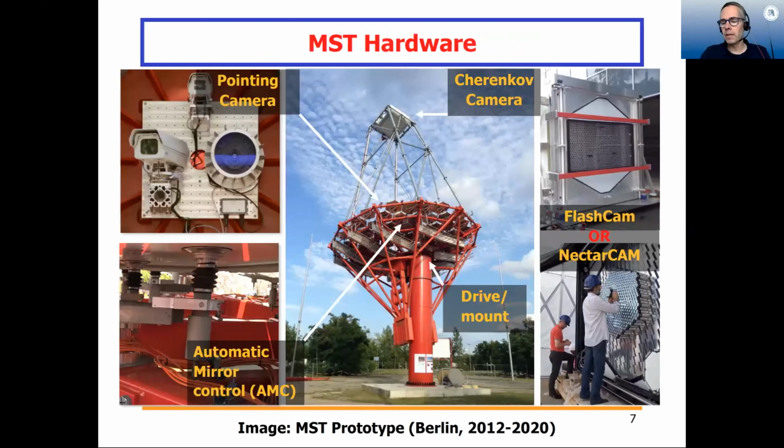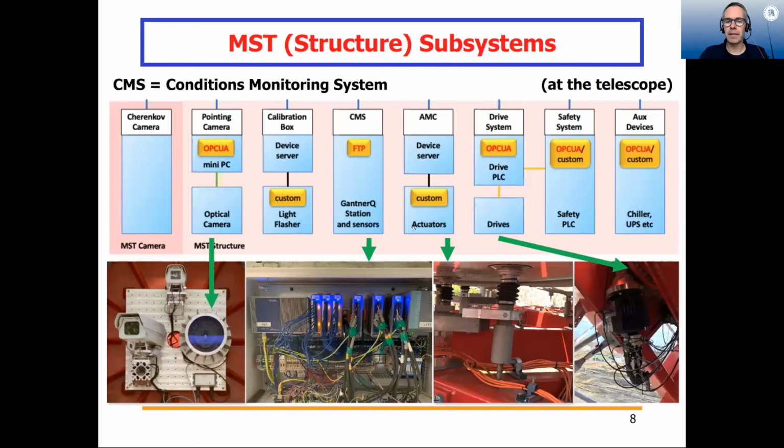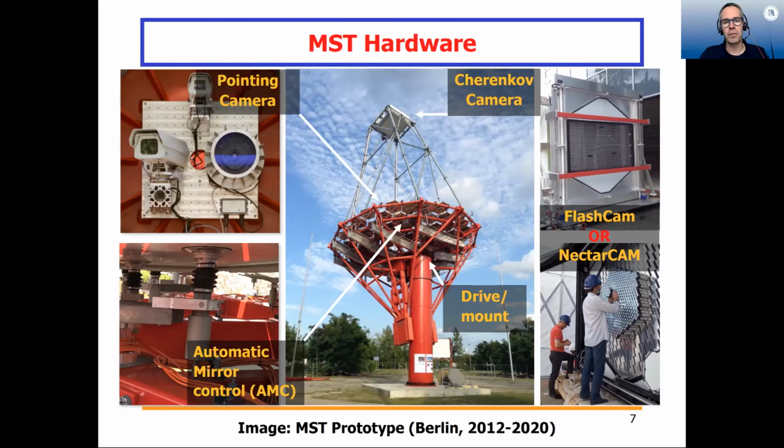So how is all this implemented for these medium-sized telescopes? These medium-sized telescopes, I'm sorry, have a mirror diameter of 12 meters. The image in the center shows you a prototype that was used in this period at the Adlershof campus in Berlin. And it has a focal length of 12 meters.